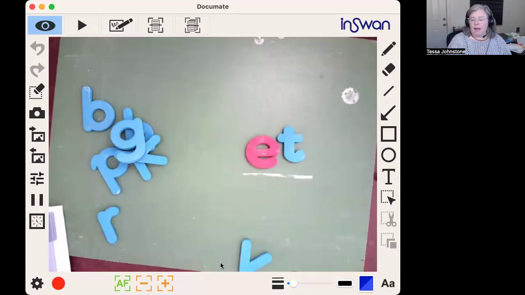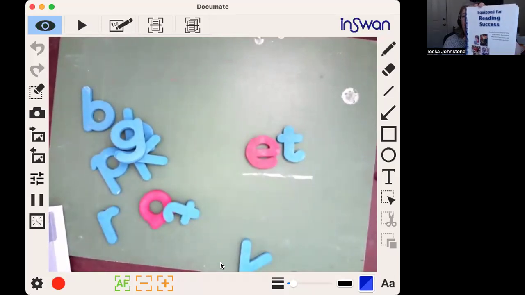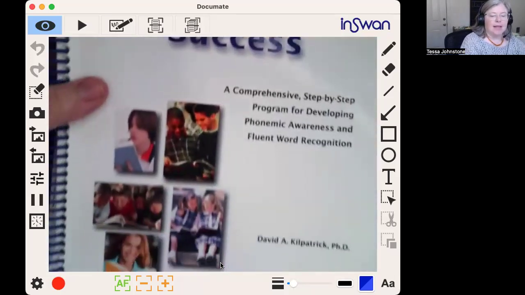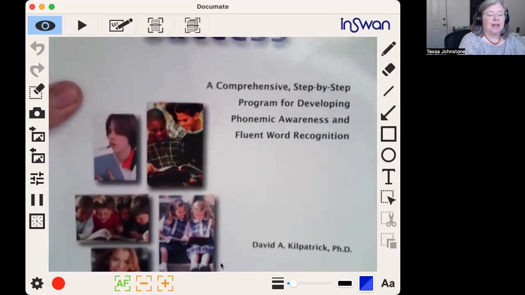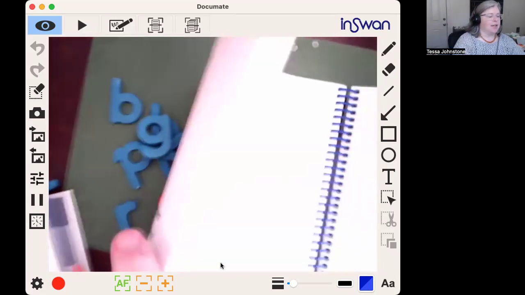All right. The other thing I was going to show you today that I use is this book, a book by David Kilpatrick. It's Equipped for Reading Success. These are activities that you can do in the car or at the breakfast table, and they're called 1-minute activities.